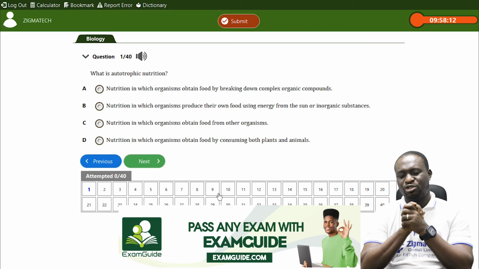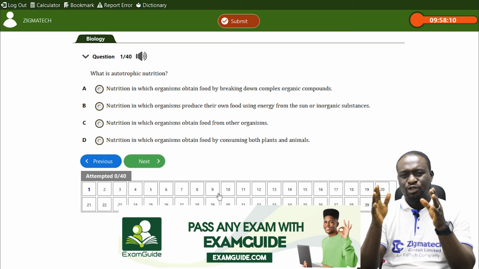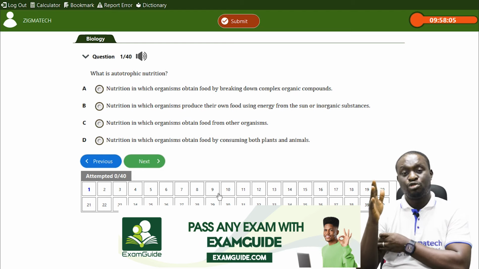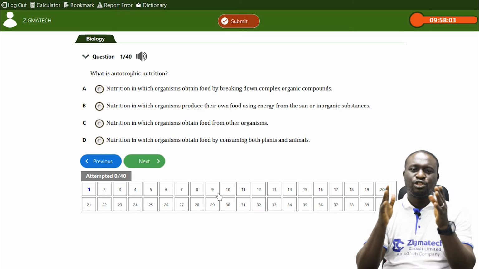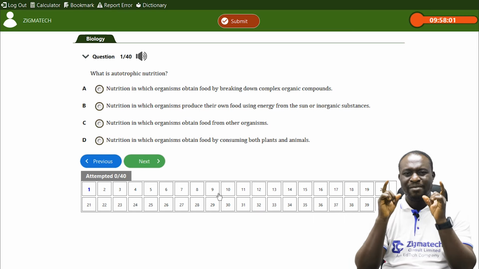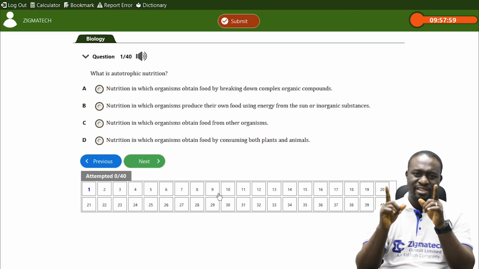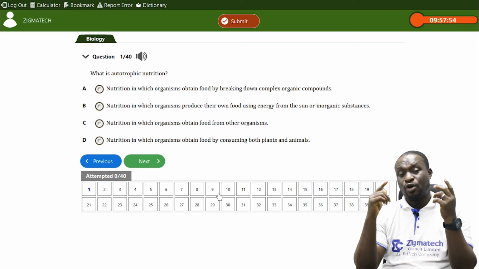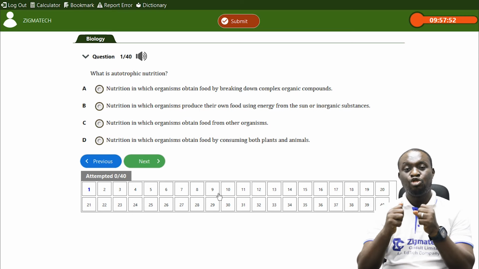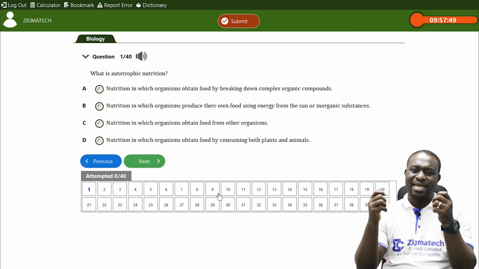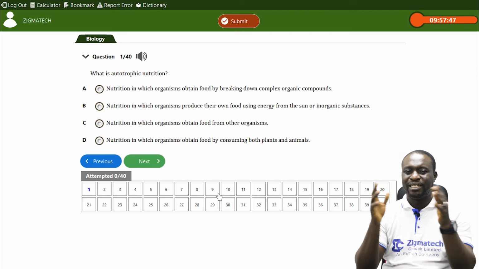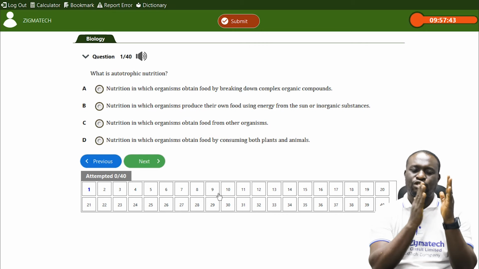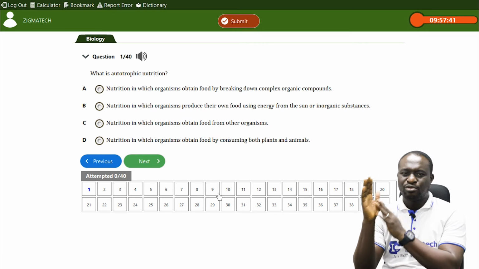What is autotrophic nutrition? Before I go ahead to answer this question, I would like you to understand what autotrophic nutrition is all about. Nutrition is one of the important characteristics of living things. All living things undergo nutrition. It means that all living things obtain nutrients, and these nutrients are essential for their growth and healthy living. Now, there are two types of nutrition. We have autotrophic, and we have heterotrophic.